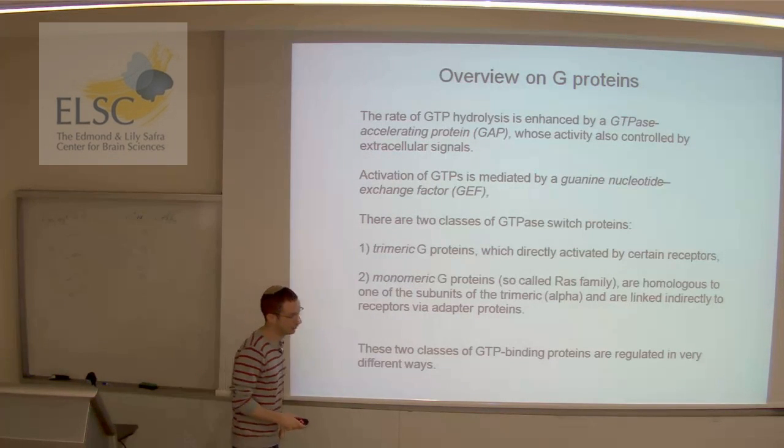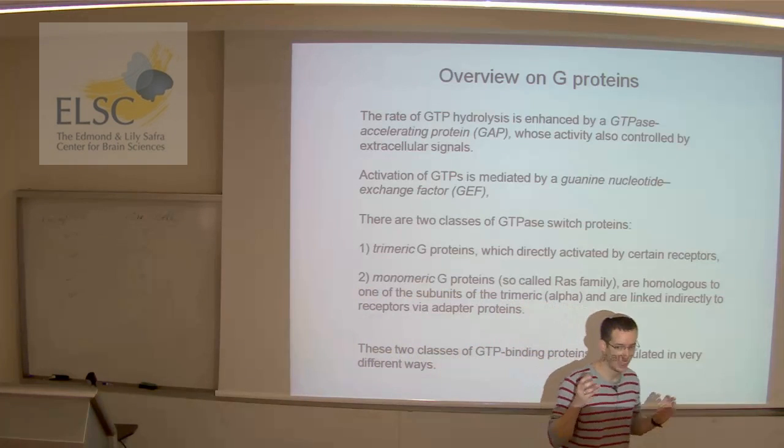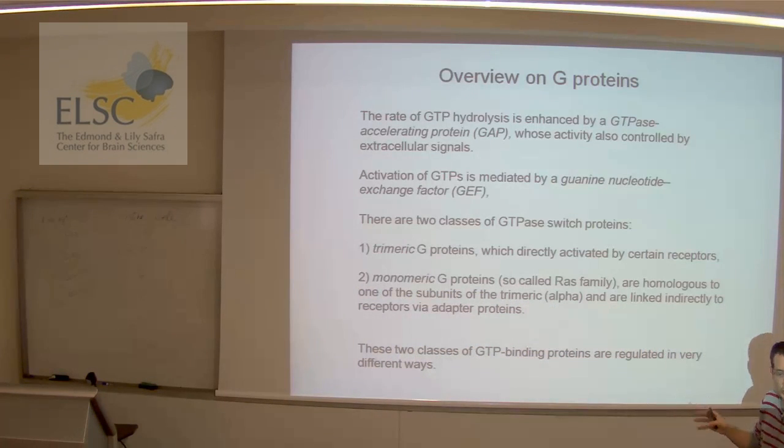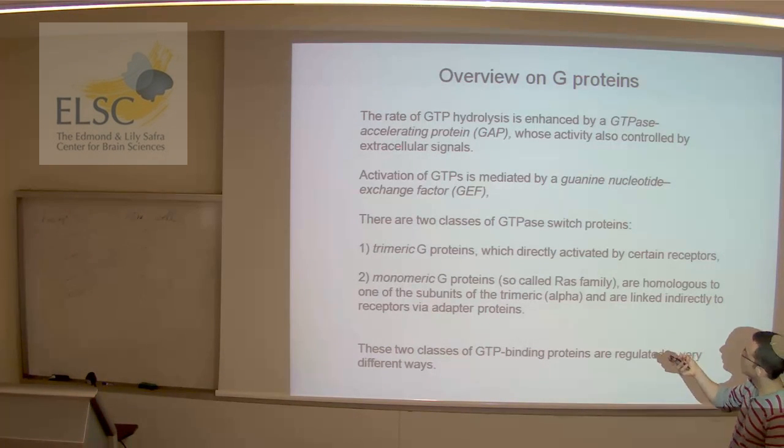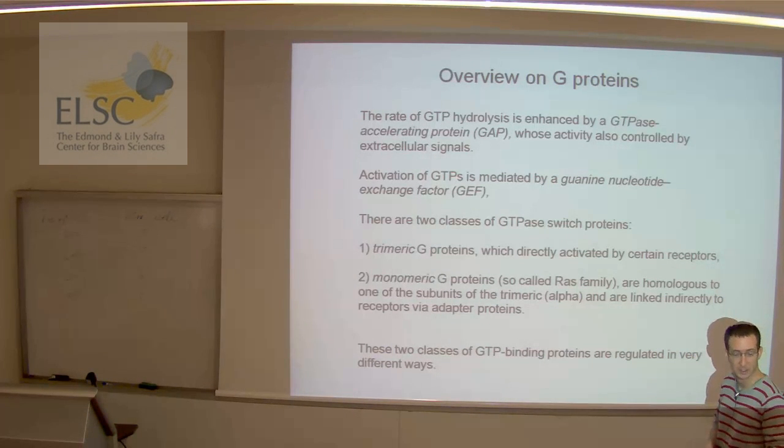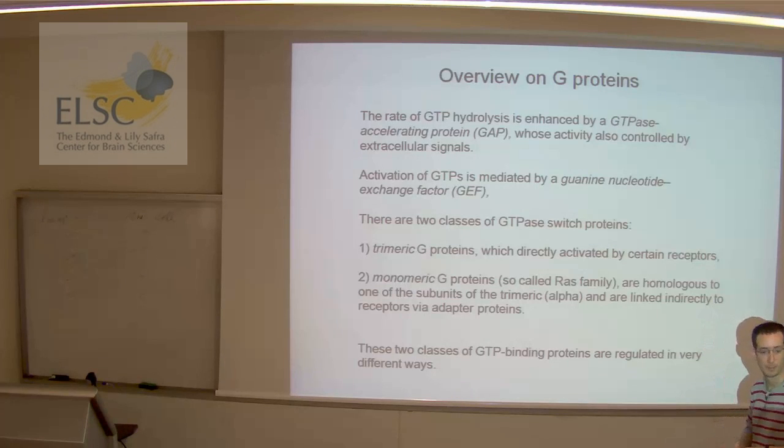Okay, and the G protein has several associated proteins that regulate its function in many ways. For instance, the rate of GTP hydrolysis that happens on the alpha subunit is regulated by another protein called GTPase accelerating protein.